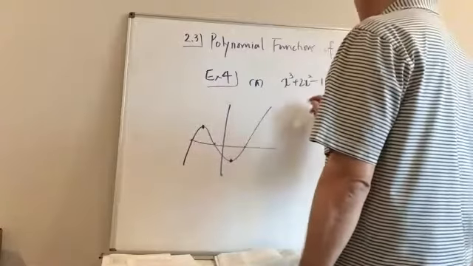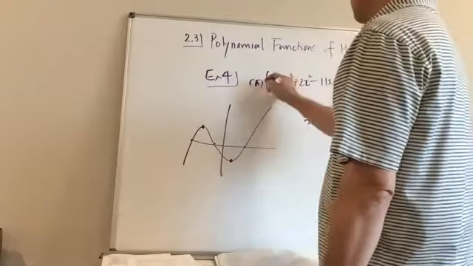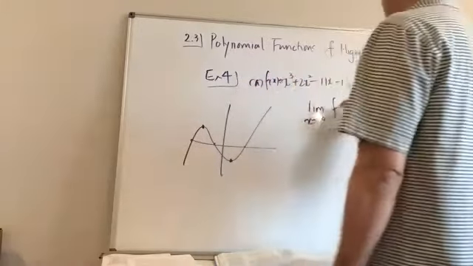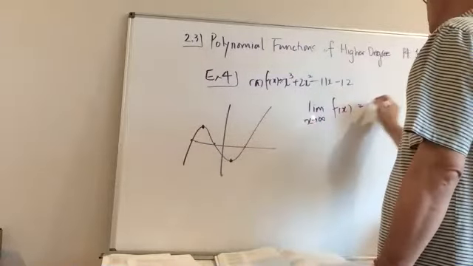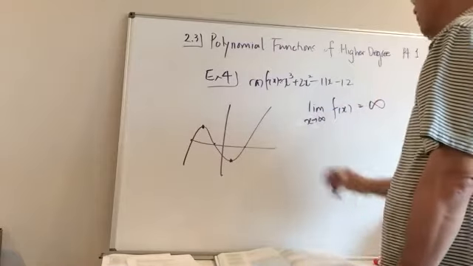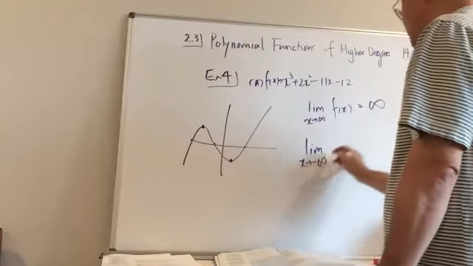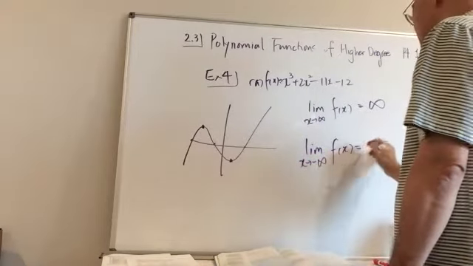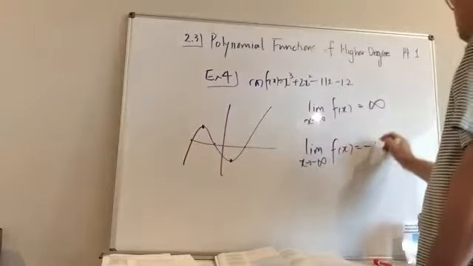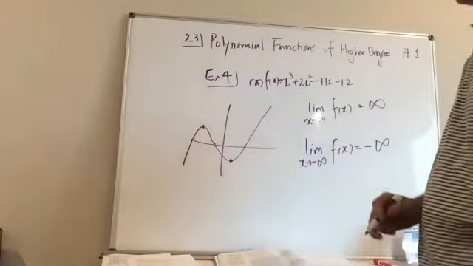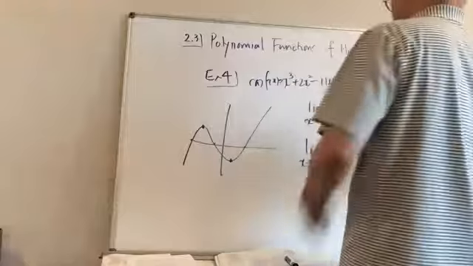And the end behavior is, the limit as x goes to infinity of f of x, as it goes over here, it's going to go up this way. So it's going to go to infinity. The limit as x goes to negative infinity of f of x, if I go to negative infinity, it's going to go all the way down there. Negative infinity. That was A.